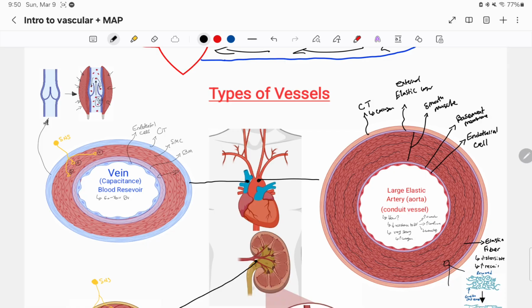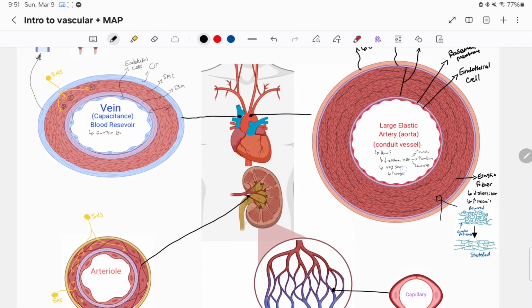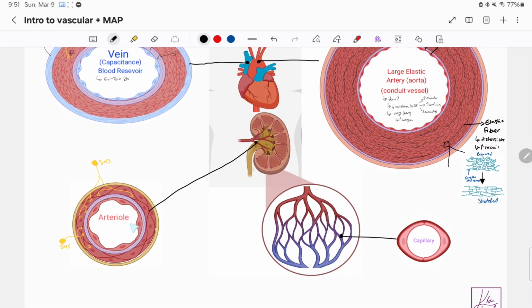All right, so now you guys know the function of the large elastic artery and the veins. Okay, with that said, now let's go ahead and talk about the arteriole. Okay, the arteriole is very interesting. It's kind of like a smaller artery, okay, with some structural differences.